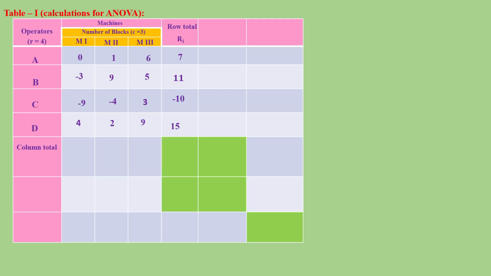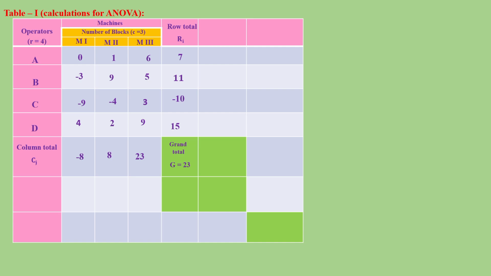Similarly the column totals. First column total: 0 minus 3 minus 9 plus 4 is minus 8. Second column total: 1 plus 9 minus 4 plus 2, that is 8. Then third column total: 6 plus 5 plus 3 plus 9, 23. Then the grand total. Either you can add the column totals or the row totals, all the row totals are equal to the column totals. So 7 plus 11 minus 10 plus 15, or minus 8 plus 8 plus 23. So the total is 23. That is the grand total G.